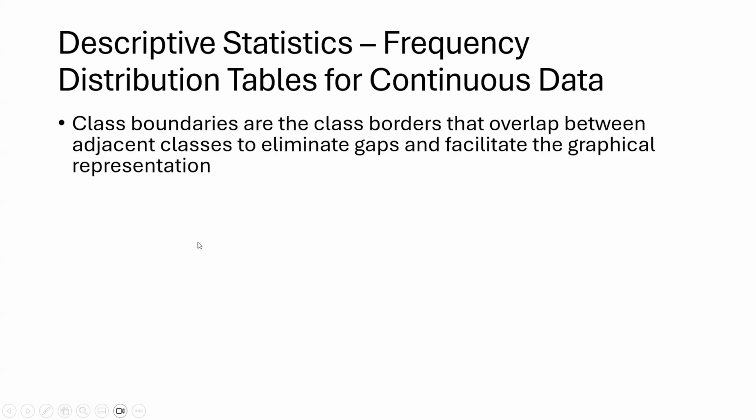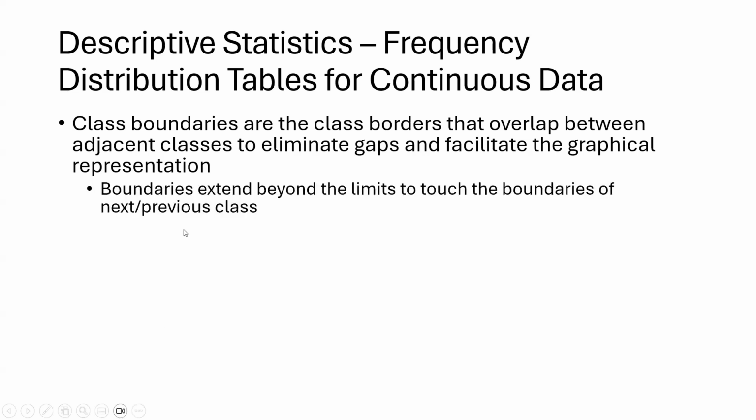There's a concept of boundary also. And here is what it is. Class boundaries are basically the borders of classes which are extended beyond the endpoints of the class so that two adjacent classes on either side overlap, their boundaries coincide, they touch each other. This is so that you eliminate the gaps for the graphical representation that we are going to see in a while. We do not want gaps between the intervals. So for this reason, the intervals are extended beyond the endpoints to mark the boundaries which coincide between adjacent classes.